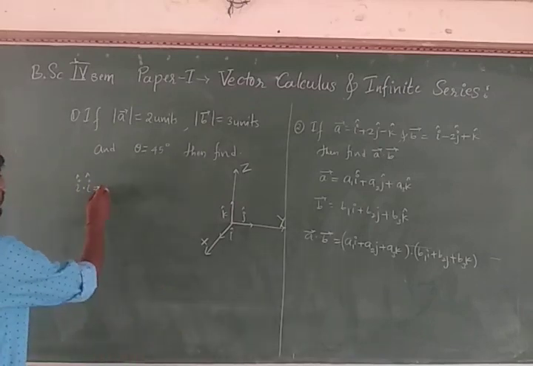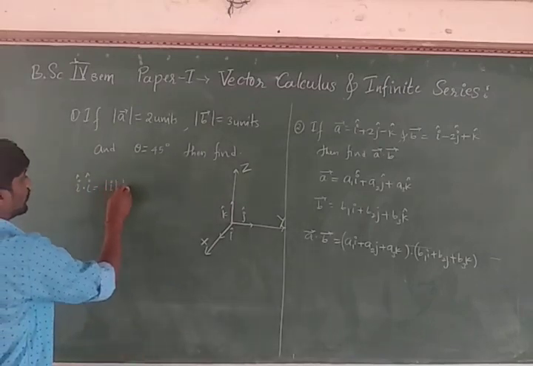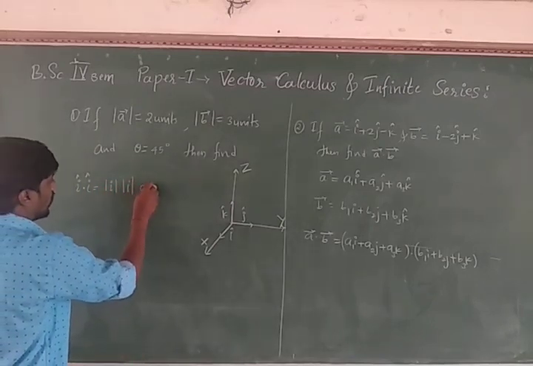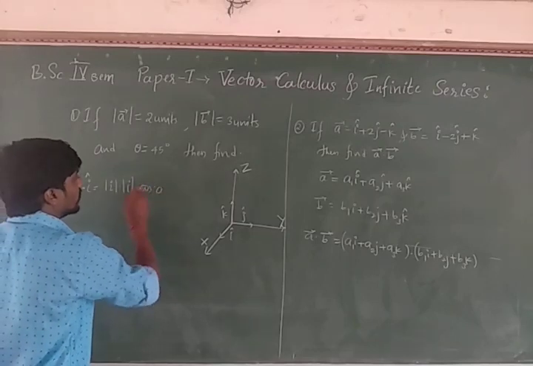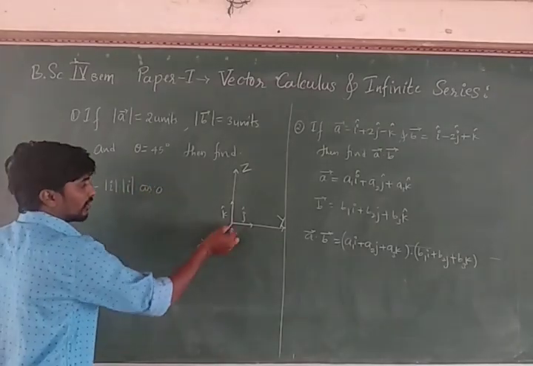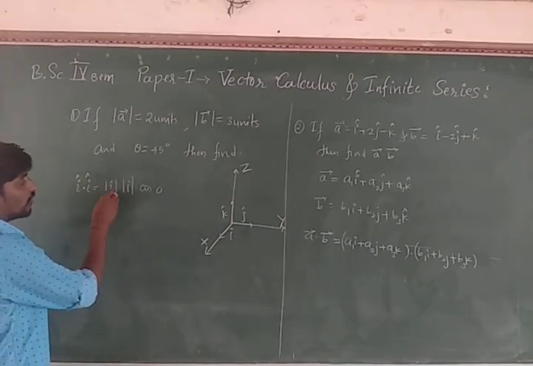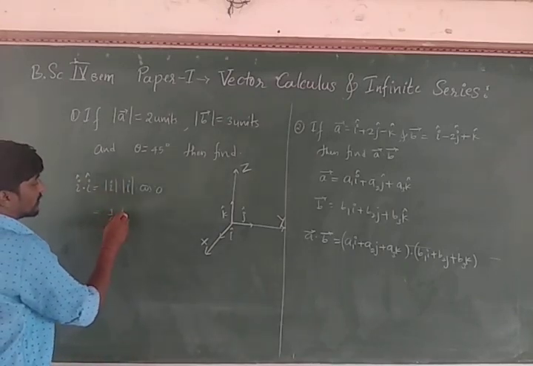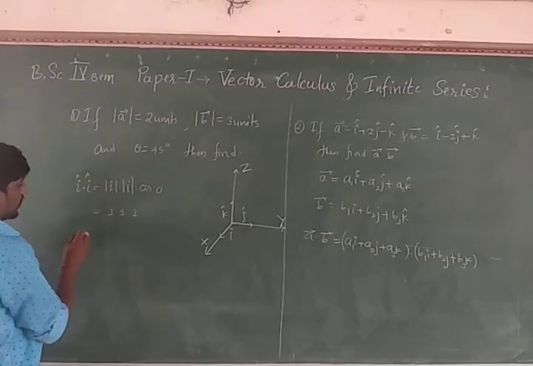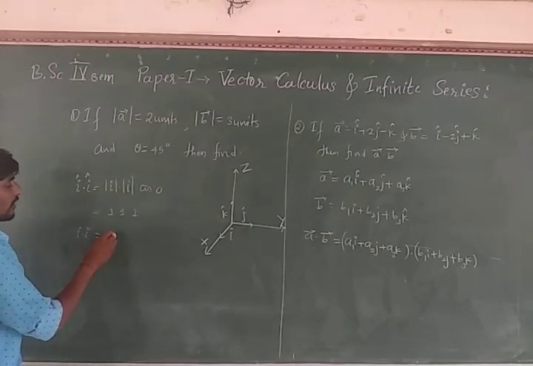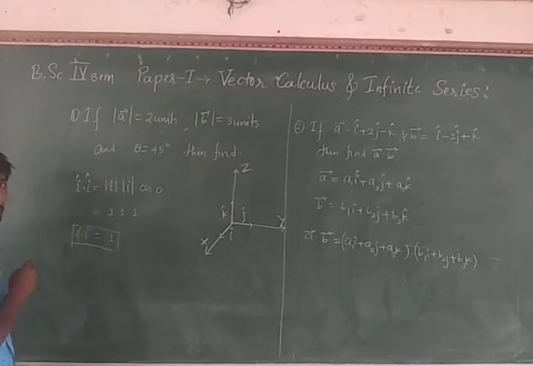So by the formula I can write here magnitude of i into cos of the angle. The angle is 0 degrees because they are in the same direction, along the x axis. Therefore the unit vector's magnitude is 1, and this is also 1. So i dot i is always equal to 1.